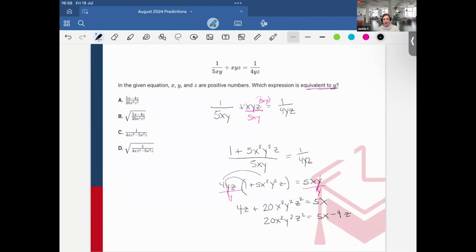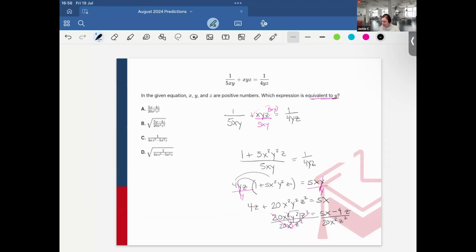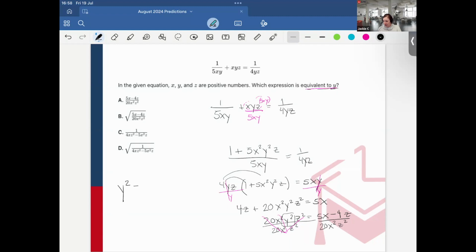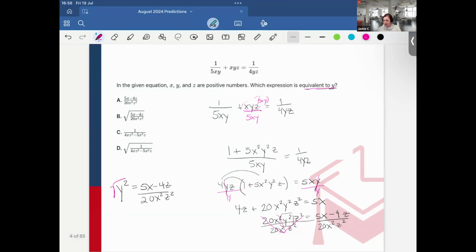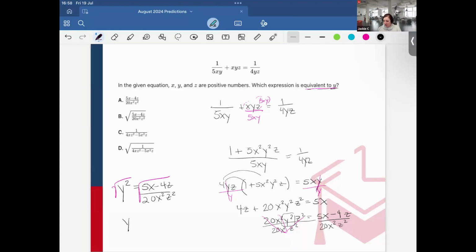And remember, I want everything in terms of y. So now what I can do is divide each side by 20x squared z squared, and in doing so, this will cancel all these. And this would also be 20x squared z squared. And this is all in terms of y squared, right? So let me just move that final step over here. I have y squared is equal to 5x minus 4z divided by 20x squared z squared. And then final step, just take the square root to get everything in terms of y. So y would be equal to the square root of 5x minus 4z divided by 20x squared z squared.